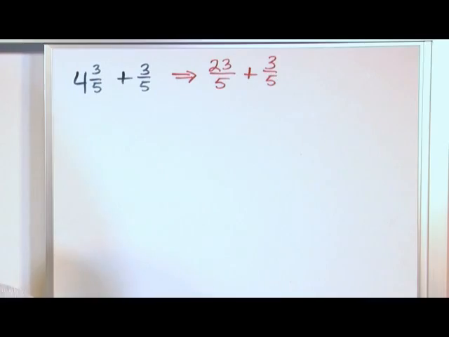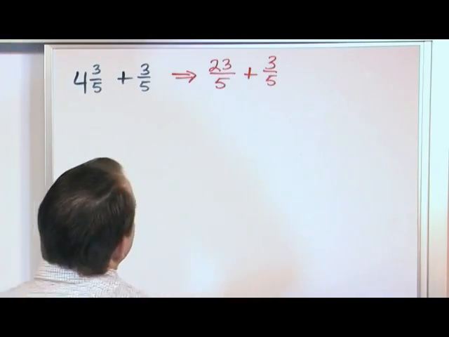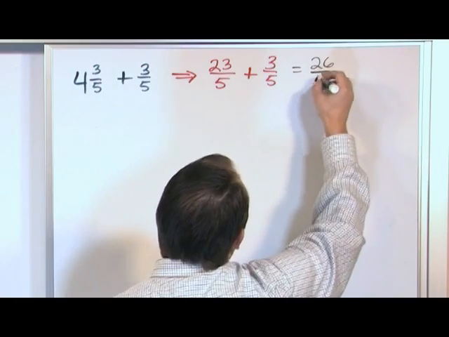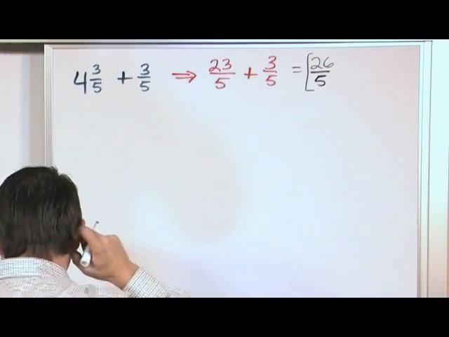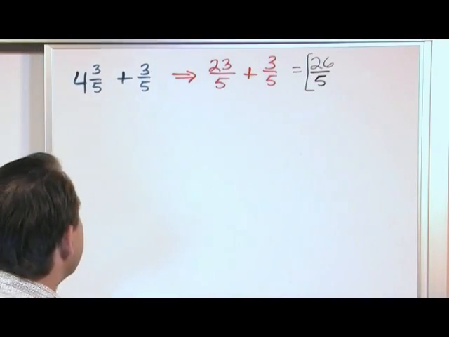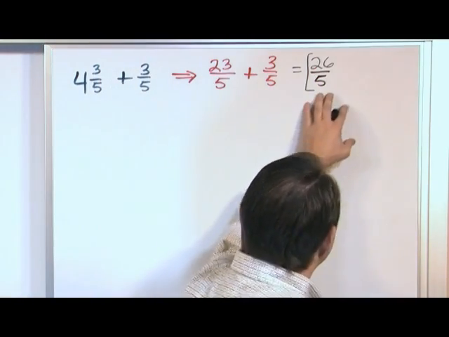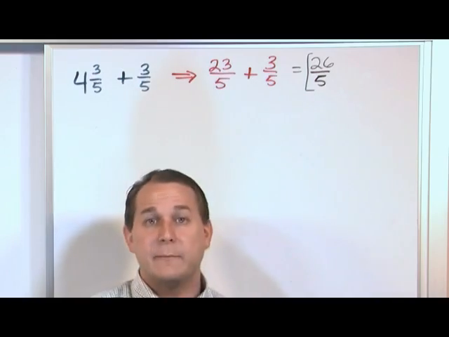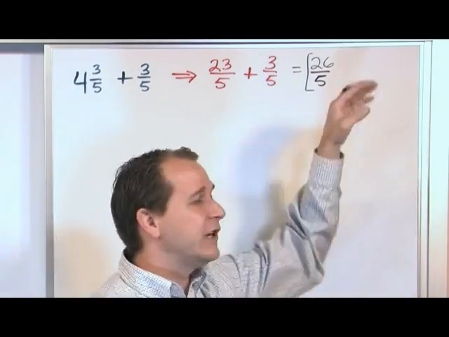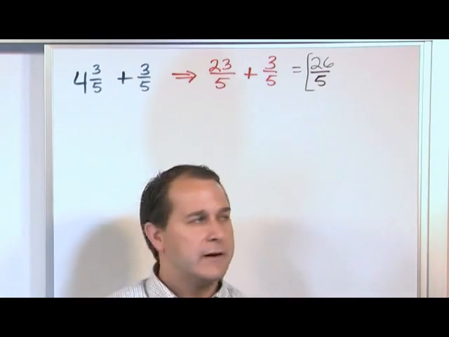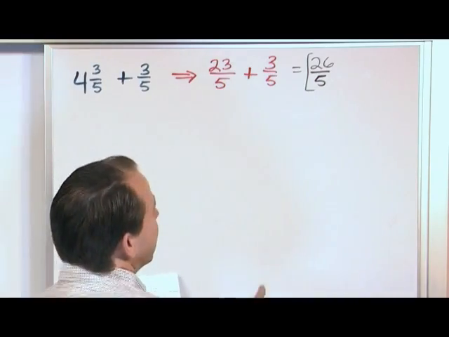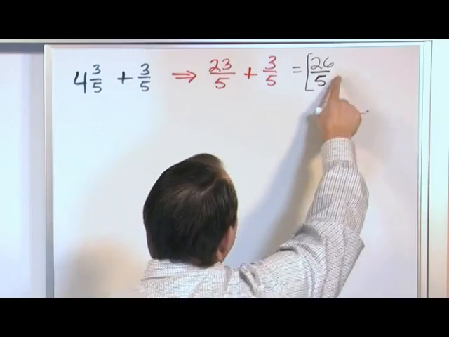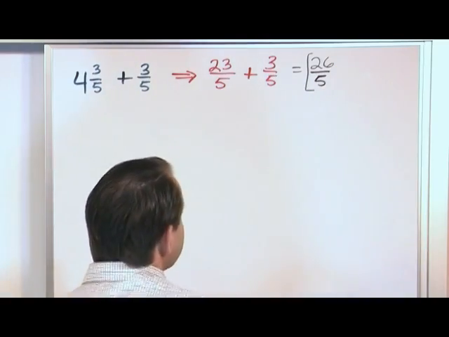And now the same rules pick up. I mean, there's nothing different. 23 plus 3 is 26. And on the bottom, you still keep the number, which is 5. So 26 fifths. Now, again, in algebra, you're almost always going to leave it like this. But occasionally a teacher might ask you to take this improper fraction and convert it back into a mixed fraction. And that's very easy also, because don't forget, fractions are really just division. So what we have here is 26 divided by 5, really.